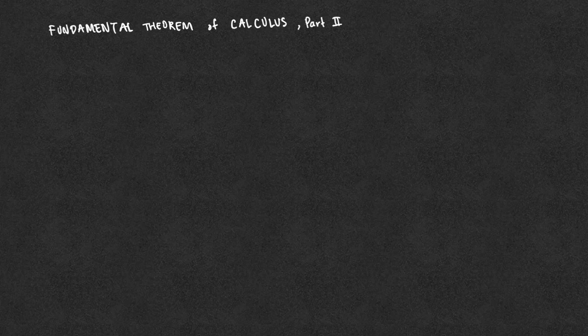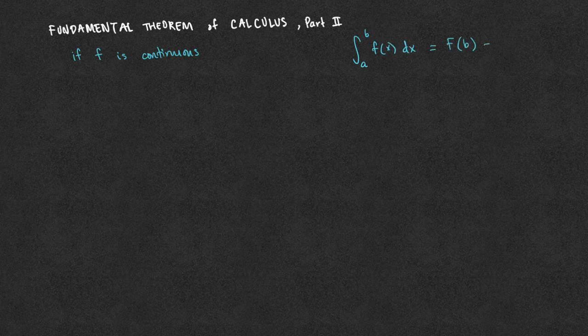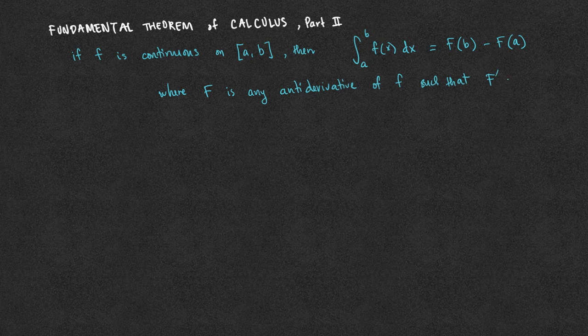The fundamental theorem of calculus part 2 states that if f is a continuous function on a closed interval [a, b], then the definite integral from a to b of f(x) dx is evaluated by F(b) minus F(a), where capital F is any antiderivative of the little f such that F prime equals the little f.